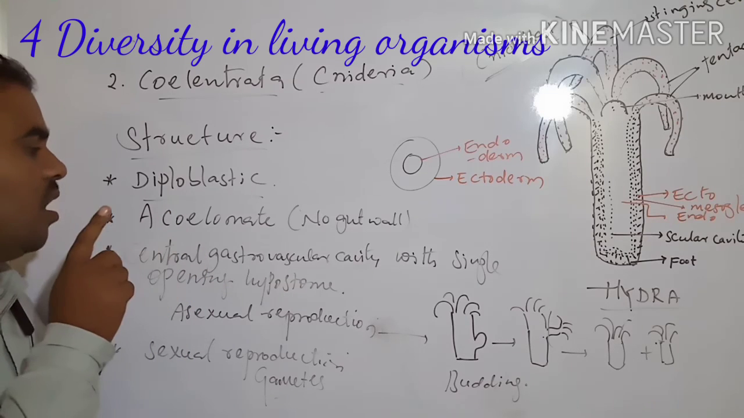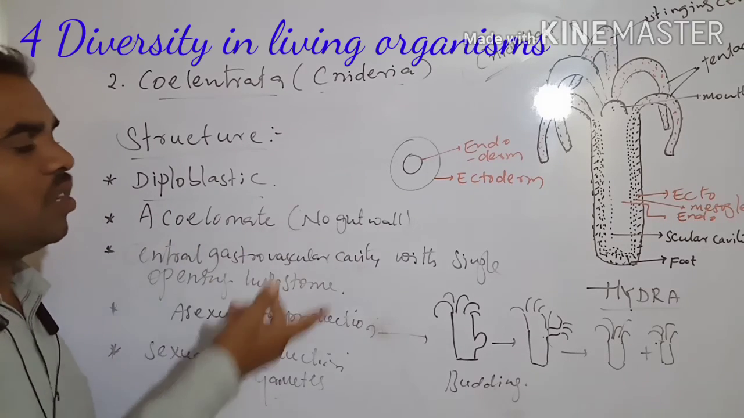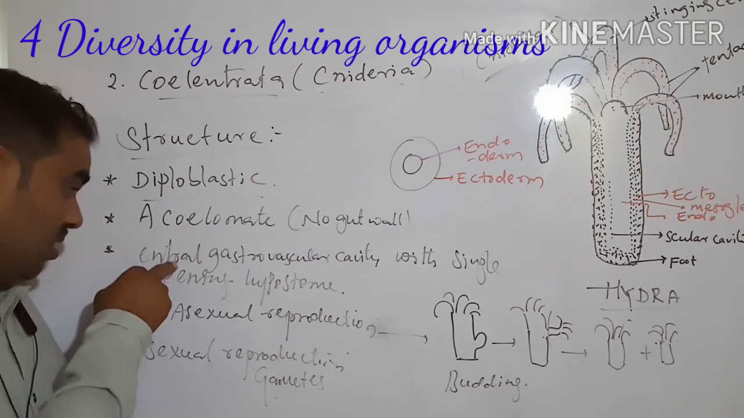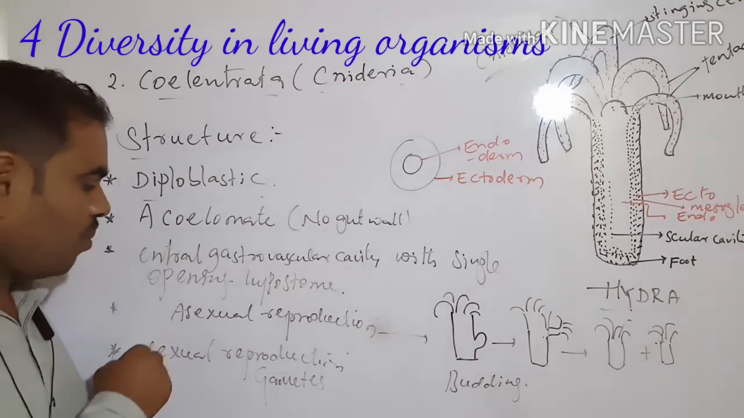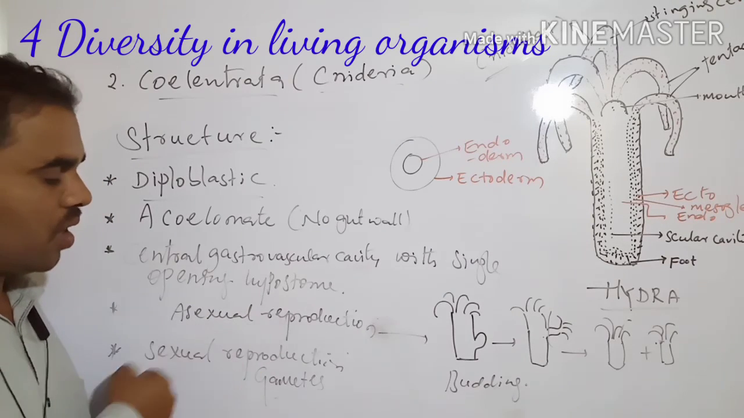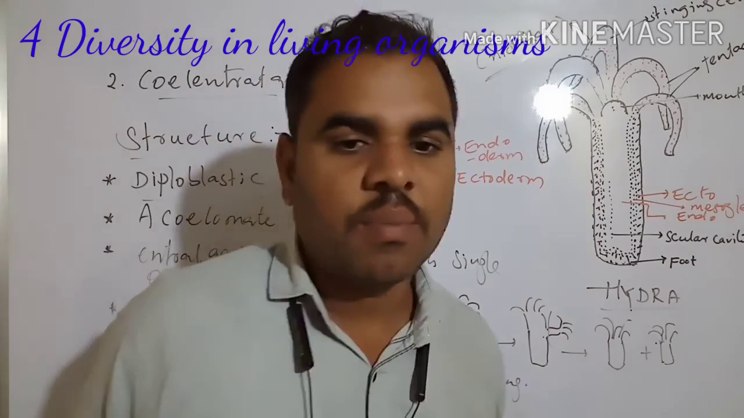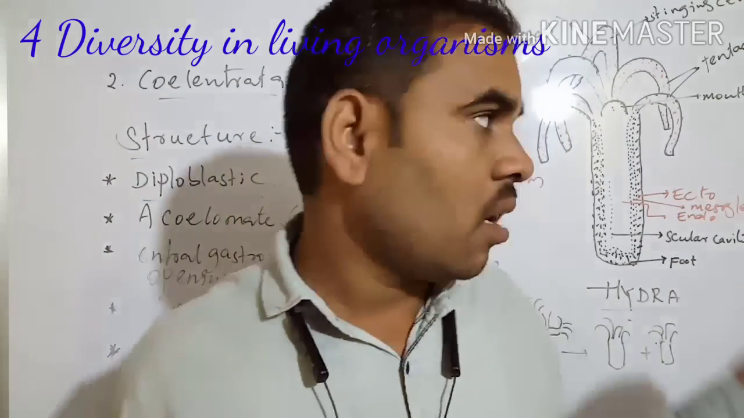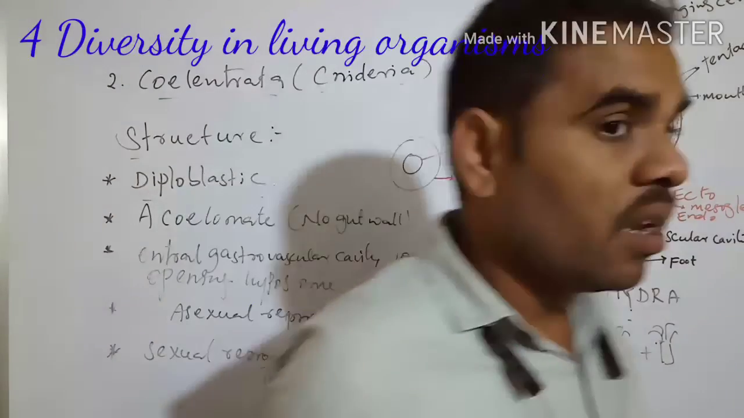Next, Coelenterata is acoelomate, no body cavity. Next, a central gastrovascular cavity with a single opening, the hypostome. Asexual reproduction is by budding. Sexual reproduction is by gamete formation. This is all about the phylum Coelenterata or Cnidaria.